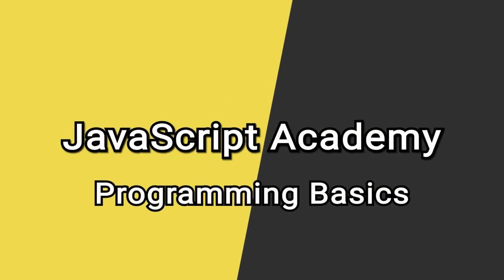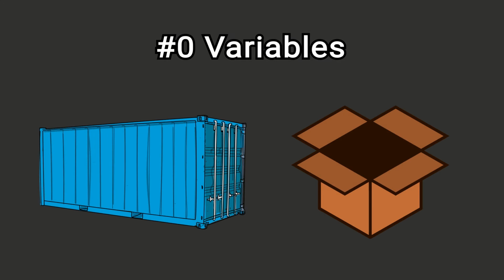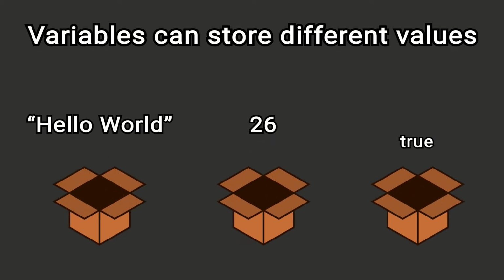Welcome to JavaScript Academy. Today we're going to take a look at a fundamental building block for programming languages, variables. You can look at variables like containers or boxes. We use variables to store data values in them. These values can be, for example, texts, numbers, or logical values like true or false.